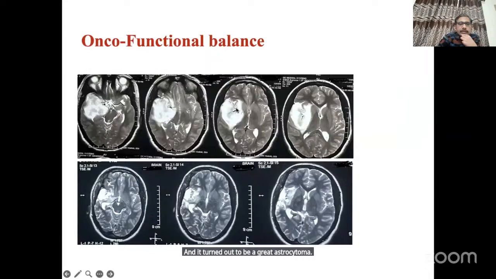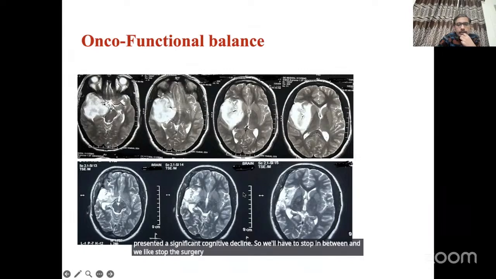Similarly, in another case of a large right-sided insular glioma, intraoperatively the patient had a significant cognitive decline. So we had to stop in between, and we stopped the surgery. The postoperative radiology showed some amount of residue, and the patient is under follow-up because the patient had some intraoperative functional deficit.